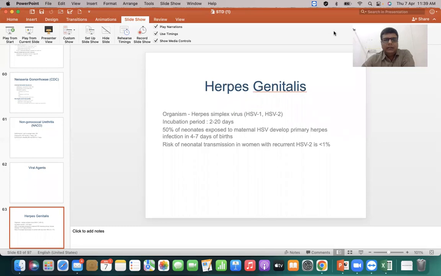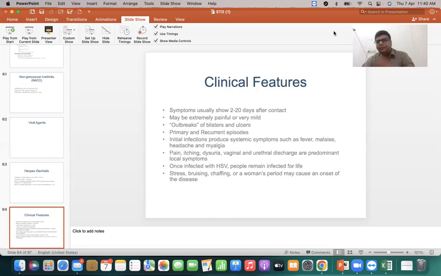The sexually transmitted infection mainly caused by HSV2 is called herpes genitalis, caused by HSV2 in 80% of cases and HSV1 in 20% of cases. The incubation period is between 2 to 20 days. 50% of newborns exposed to maternal HSV develop primary herpes infection in 4 to 7 days of birth. The risk of neonatal transmission in women with recurrent herpes virus 2 infection is less than 1%.